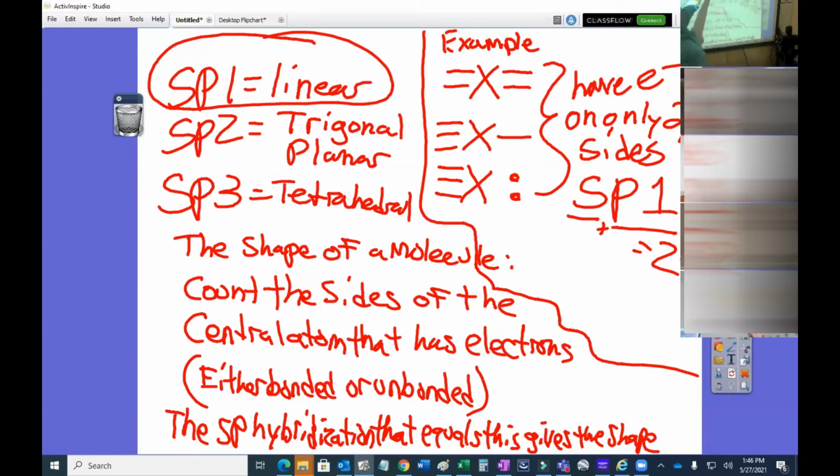It tells you that this molecule is going to be a straight line molecule. It's not going to be bent. It's not going to be pyramidal. It's not going to be triangular. It's going to be a straight line. This is an example of a linear molecule.